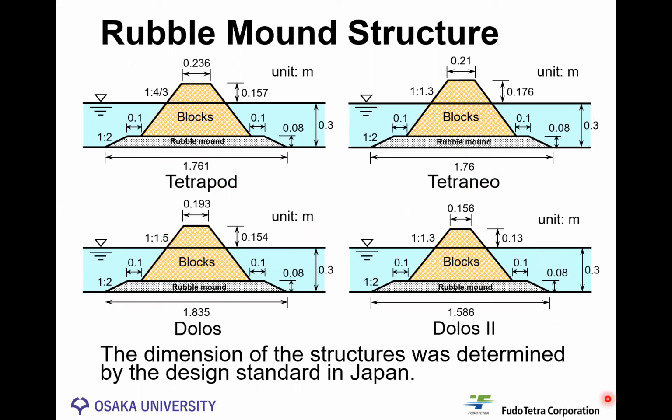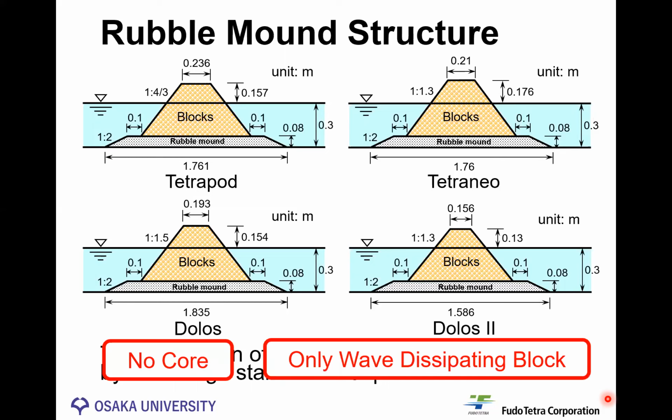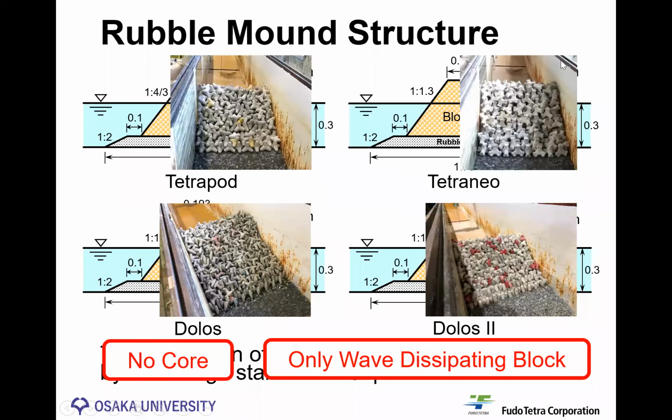The dimension of the rubber mound structures was determined by the design standard in Japan. Each rubber mound structure had no core, and the main part of the structure was composed of only wave-dissipating blocks. These are photos of the rubber mound structures for each block.